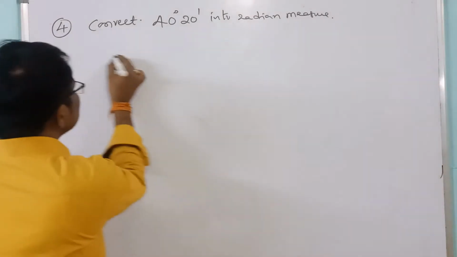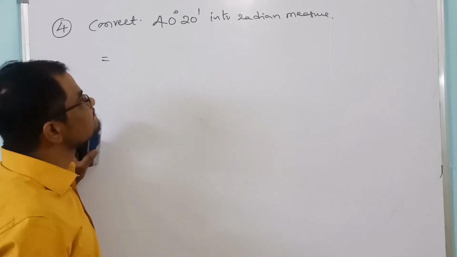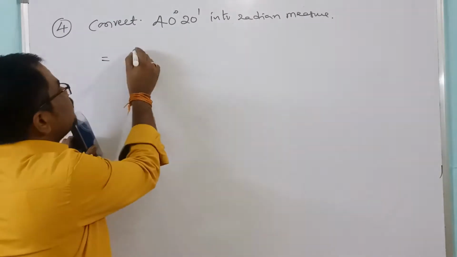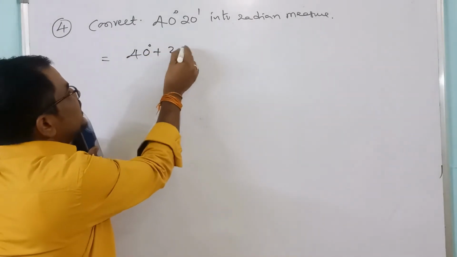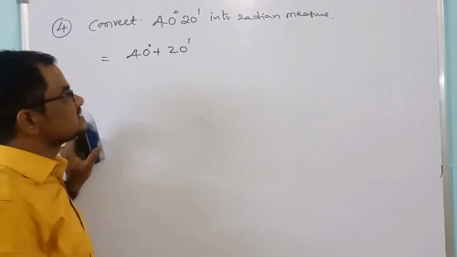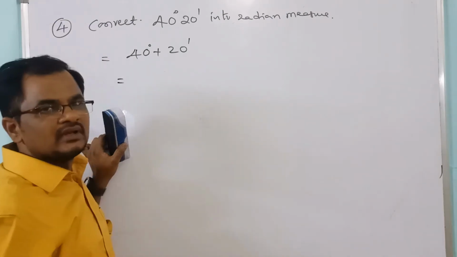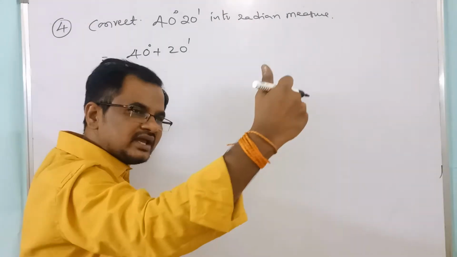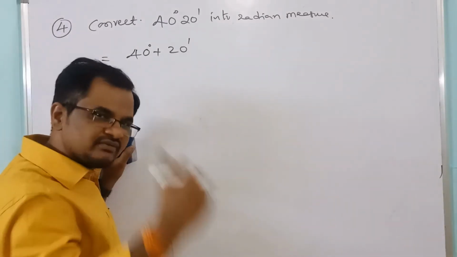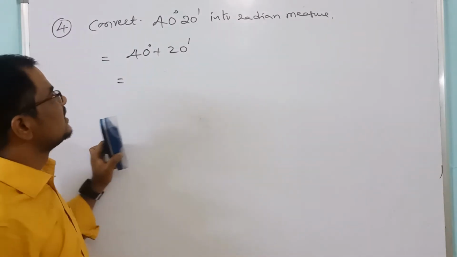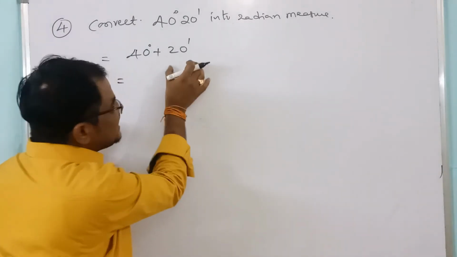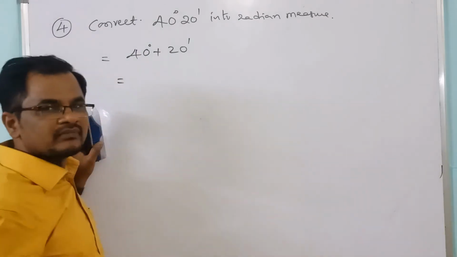So how to convert this? Once you see, 40 degrees plus 20 minutes, can you write like this? That is equal to this total. First you convert into degrees, then multiply by pi by 180, then you will get radians. So for that, these minutes you have to convert into degrees.